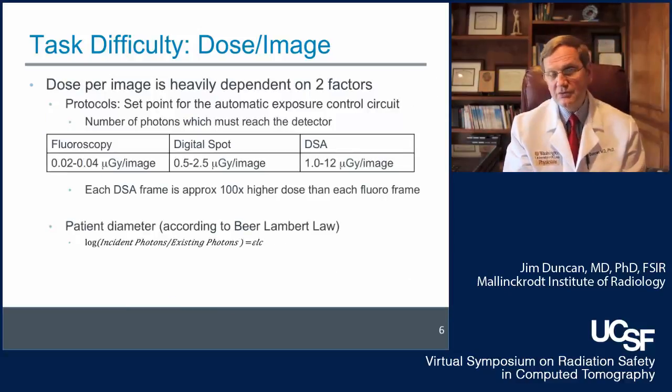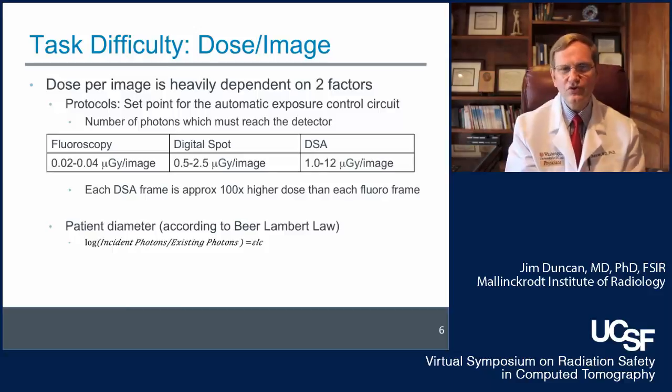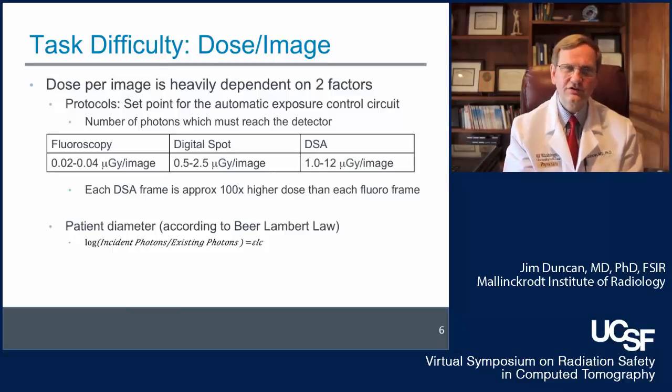And so dose per image is definitely dependent on two factors. The first is the protocols, the machine settings in that automatic exposure control circuit that determines how many photons must reach the detector in order to terminate the acquisition. In fluoroscopy, we're working at very low levels, 0.02 to 0.04 microgray per image. Digital spots and DSA is about 100-fold higher for a typical setup in a room.